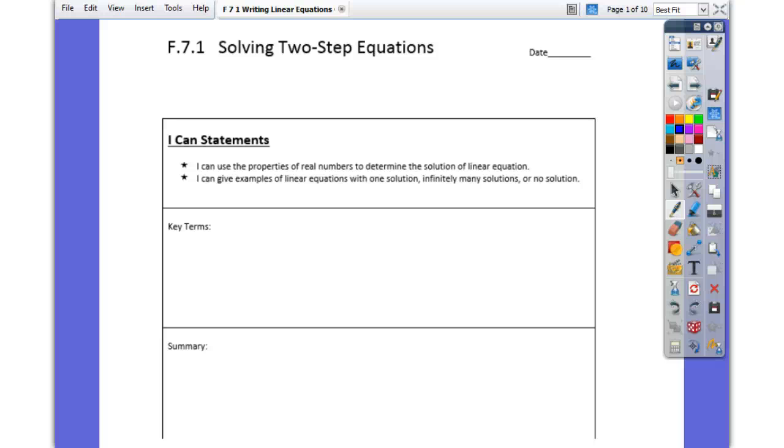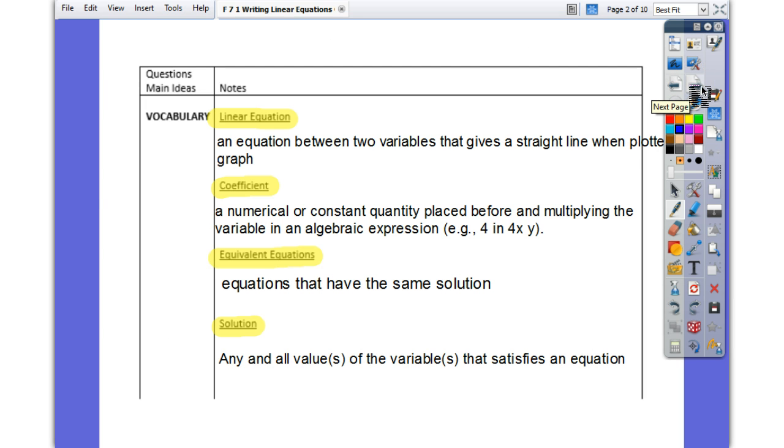All right, unit 7.1, solving two-step equations. For vocab, the first one is a linear equation, which we are very familiar with because we were just graphing all of those in unit 5. A linear equation is an equation between two variables that gives a straight line when plotted on a graph.